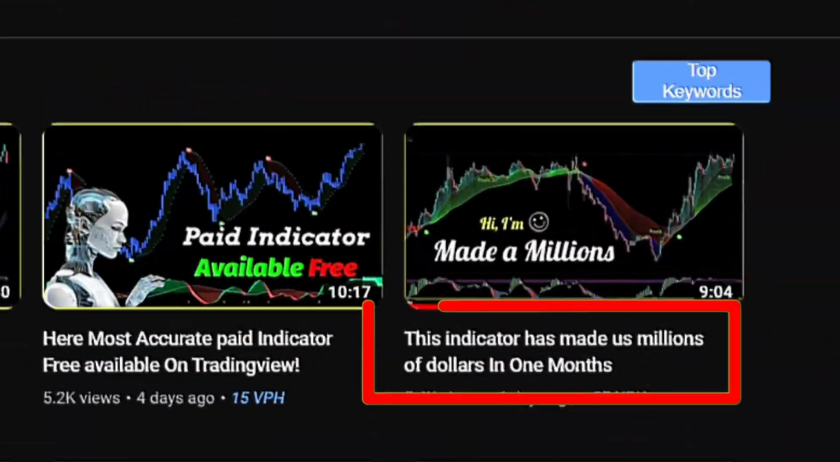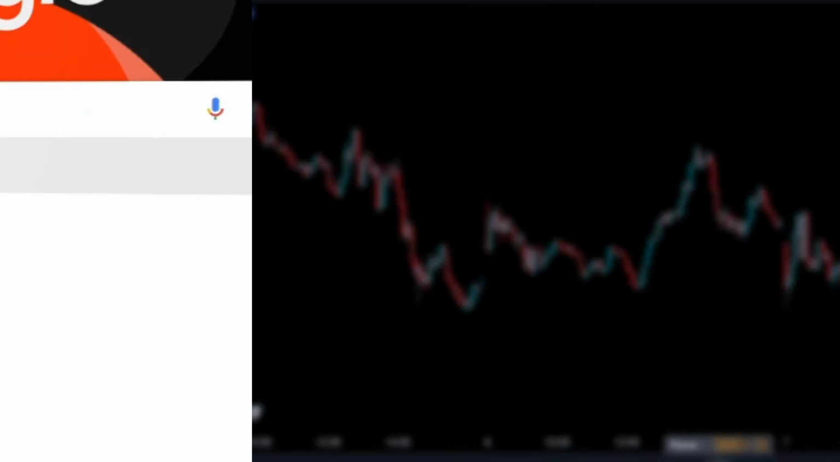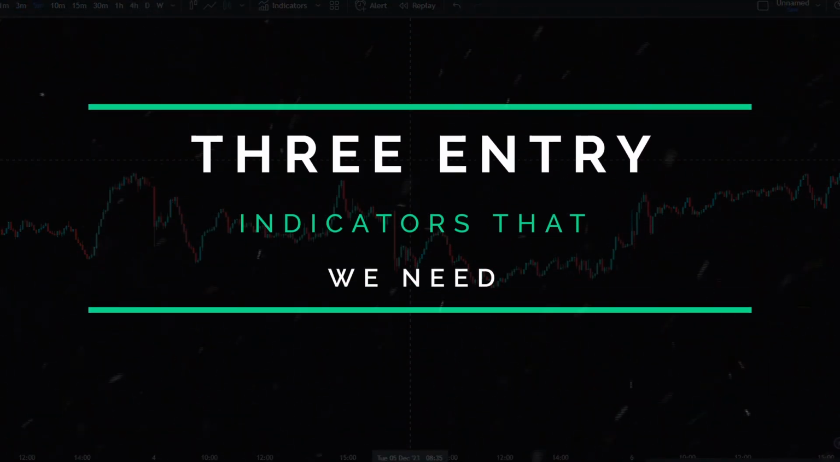This scalping strategy has made stock accurate millions in 1 month. So today I'll be testing it using UKX on the 5-minute time frame to see if we can make some millions too. First, head on over to TradingView, and for this strategy we're going to need 3 indicators.